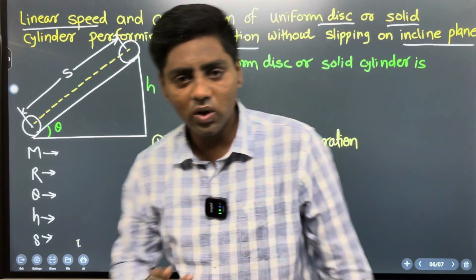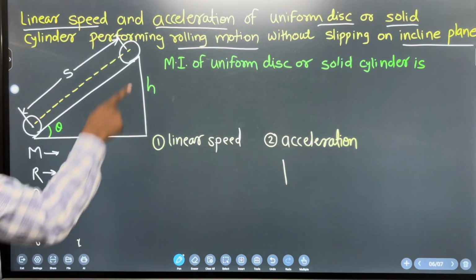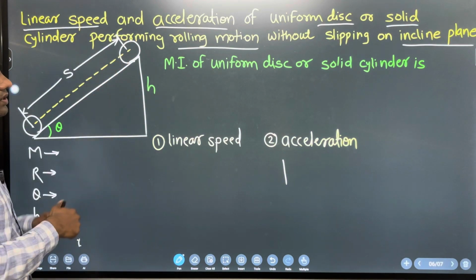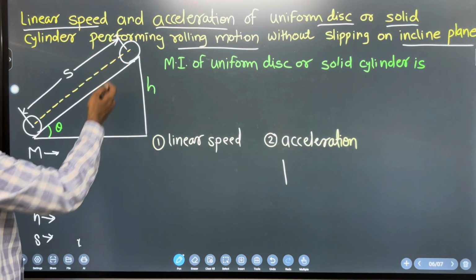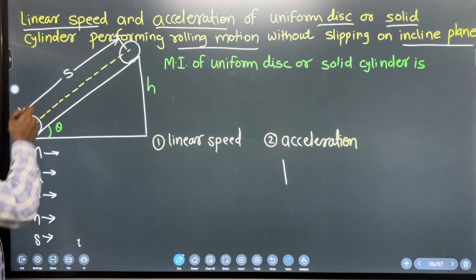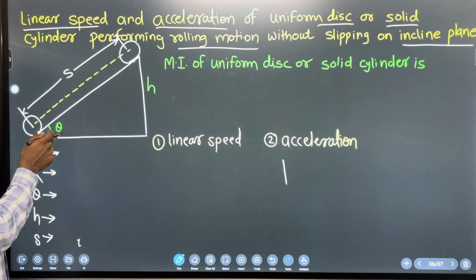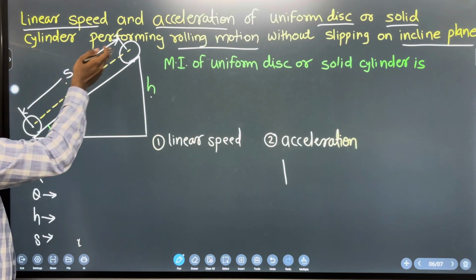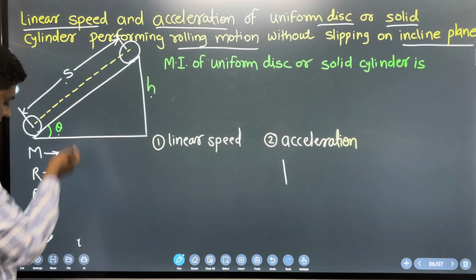So now we have already drawn the diagram. It is a very simple diagram. We consider the solid cylinder. This is the solid cylinder or disc. Now it is rolled down over the inclined surface. This is the angle of inclination, height h, and its linear displacement S. We write down the notation.